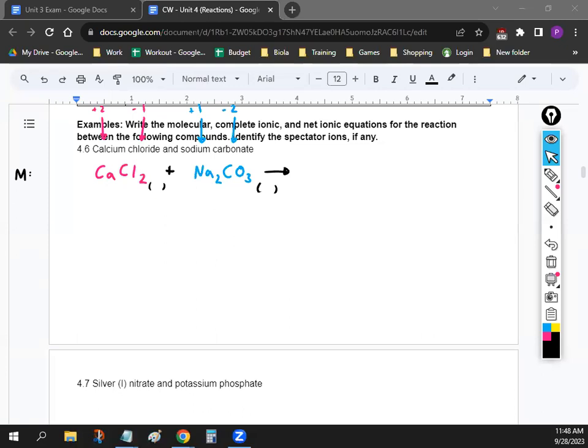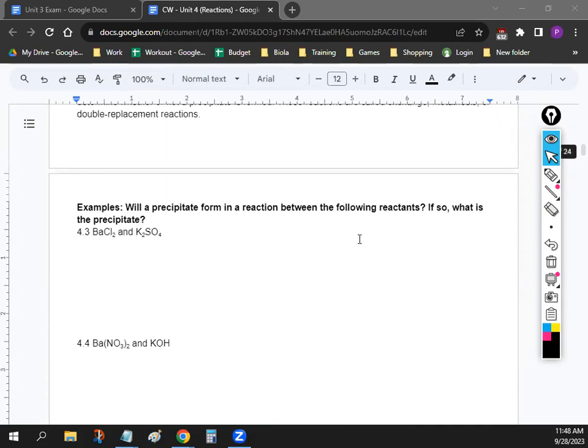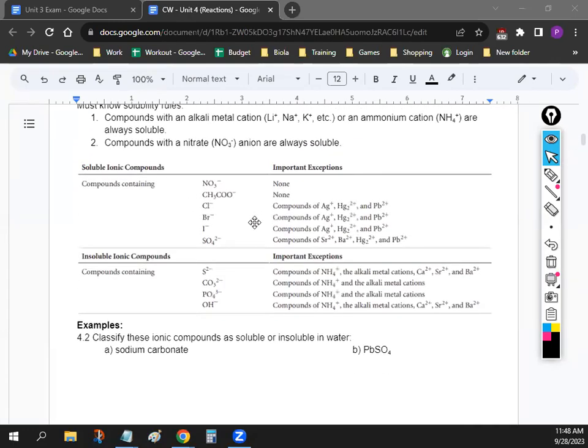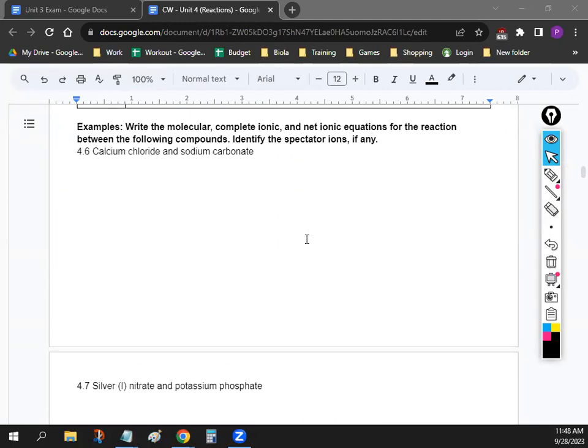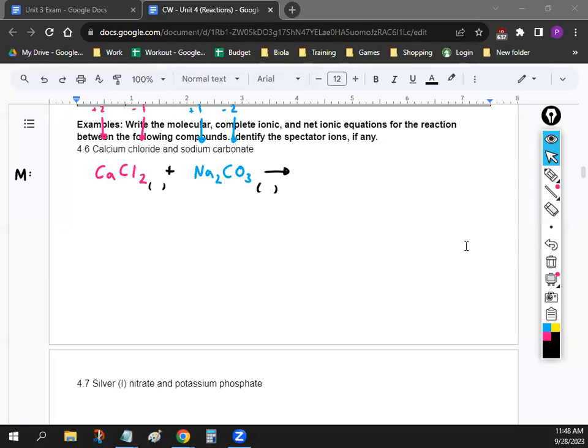All right, is calcium chloride aqueous or solid? It's a solid. Insoluble, right? It is soluble. The only exceptions are Ag, Hg, and Pb. Okay, so the first one is going to be soluble. So aq.